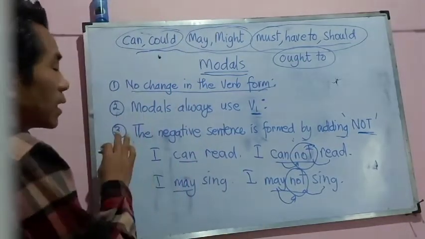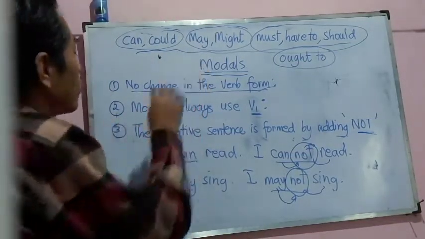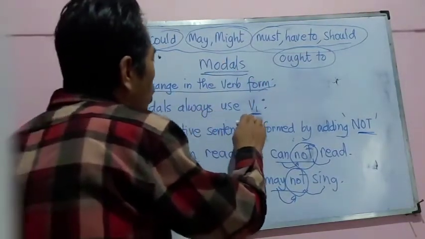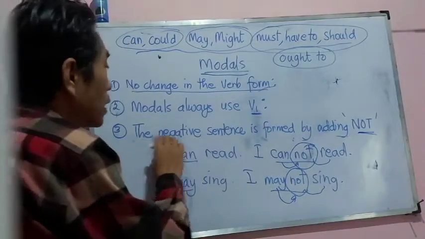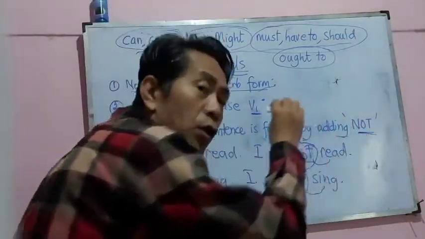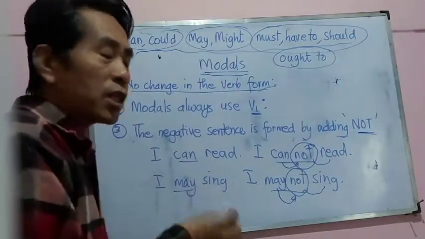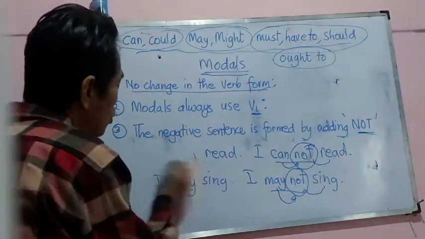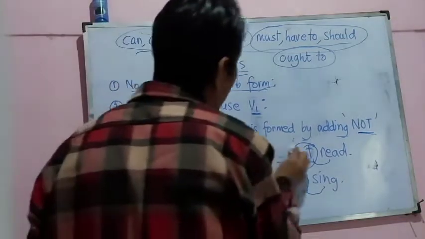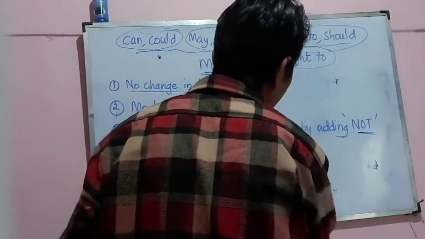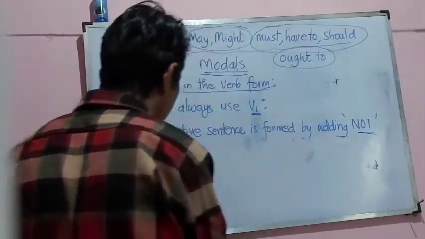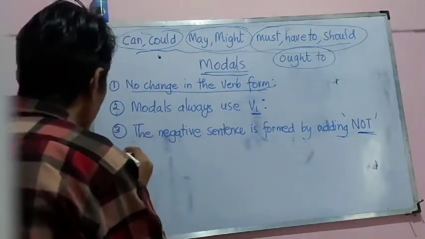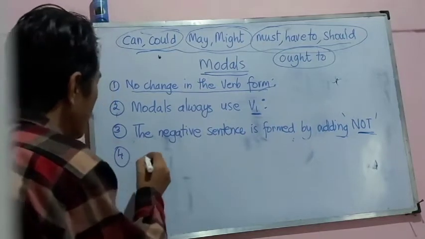So we are done with the three characteristics of models. The first one, verb form remains the same. Second one, models always use verb one. Third one, we have to add not in order to change into a negative sentence. Did you understand? So let us talk about the last one. There may be so many other things about the models, but for the time being, we are going to discuss only these four.